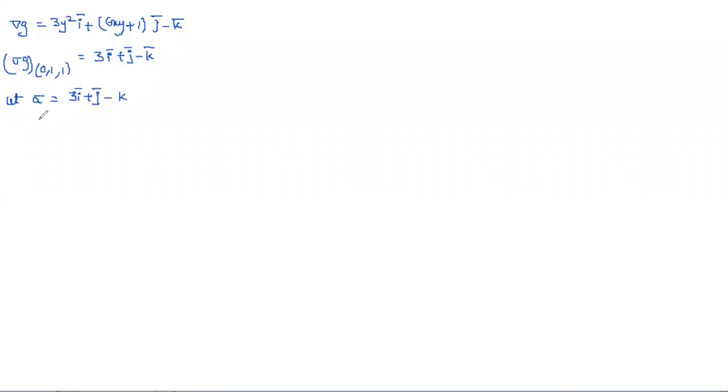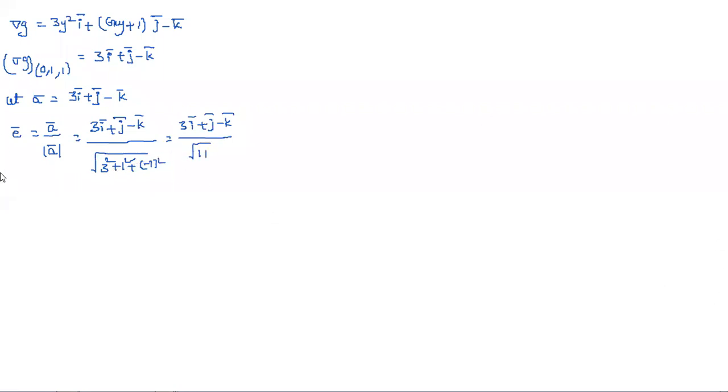And the unit normal vector to the surface is e bar equal to A bar by modulus of A bar. So this is 3i plus j minus k by square root of 3 square plus 1 plus minus 1 whole square. So 3 square is 9, 9 plus 1 is 10, plus 1 is 11. So this is root 11.